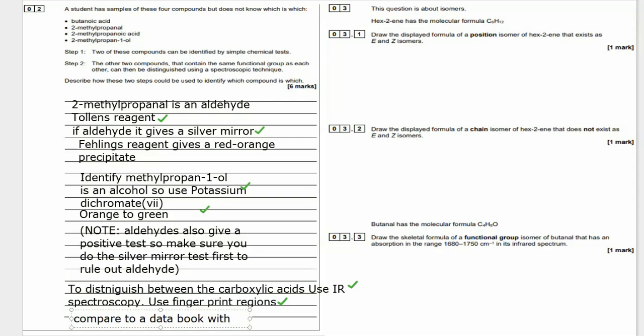with different carboxylic acids' IR spectrums. So you could have known spectrums of different carboxylic acids like ethanoic acid, propanoic acid, butanoic acid. And when you compare butanoic acid to all those, you'll notice it matches up. It will be the same as the one in the data book or very similar. So you could say that you compared to known infrared spectrums.